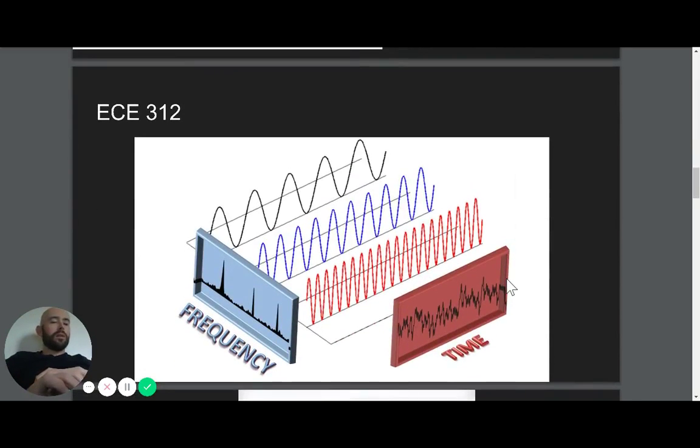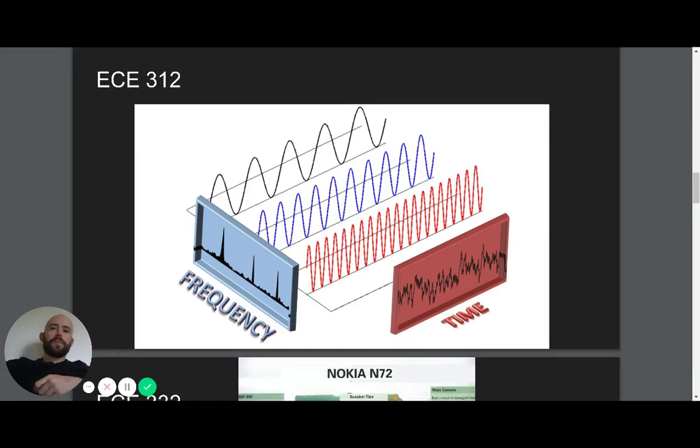This is a representation of how different frequencies are combined. On the left side, you see the frequency axis, and the sine waves are being produced and then combined. And from a time domain visualization, you see on the bottom right, that's where you get a lot of the noise, and we have to try to figure out how to differentiate between which signals we want. And that's where filters come in.